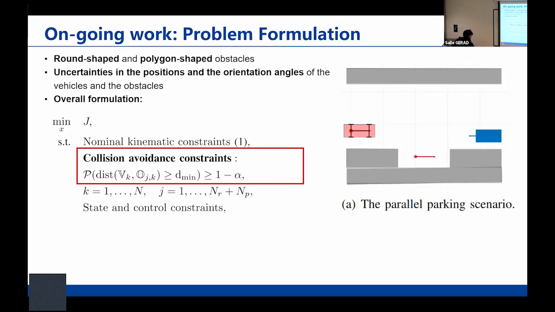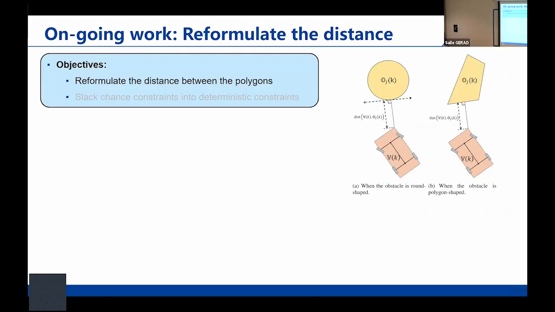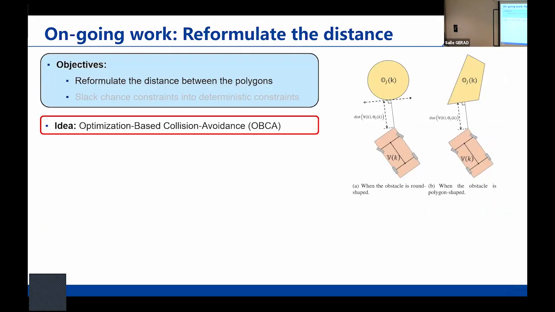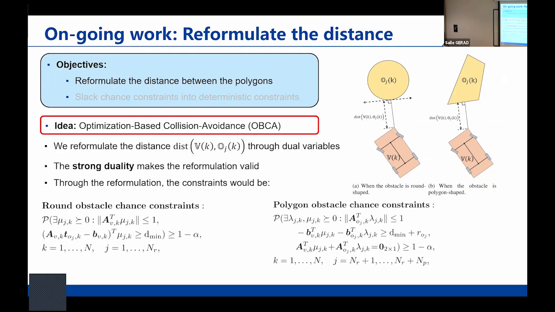So the overall formulation becomes like this. The challenge in solving such an optimal control problem, as I said, is that there is no explicit formulation to deal with the dual constraints. So we formulate the distance between the polygons using OBCA, and the distance can be written in this form. You replace this distance within the bracket with this. But still, that is within the probability. How can you do that?